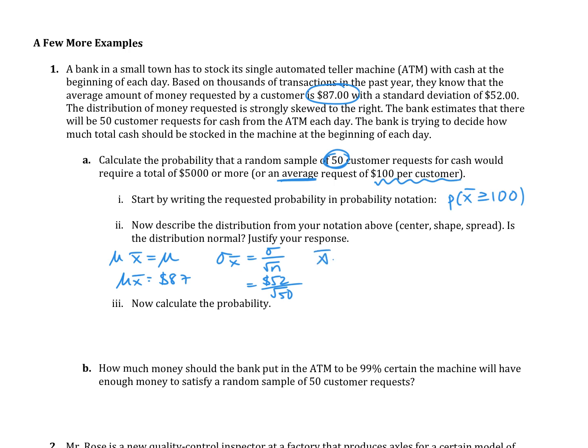So we would say X bar is approximately normal with a mean of 87 and a standard deviation of 52 over root 50. And again, the reason that X bar is normal is by the central limit theorem, because our sample size of 50 is bigger than our sample size of 30.